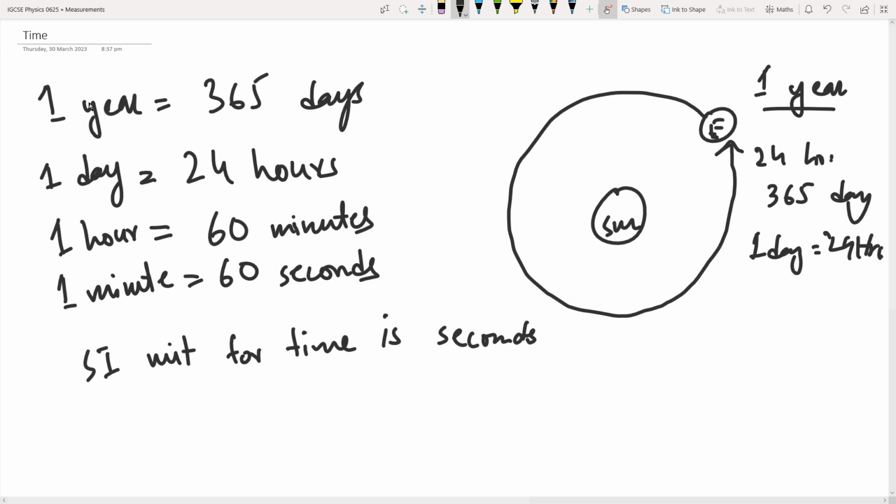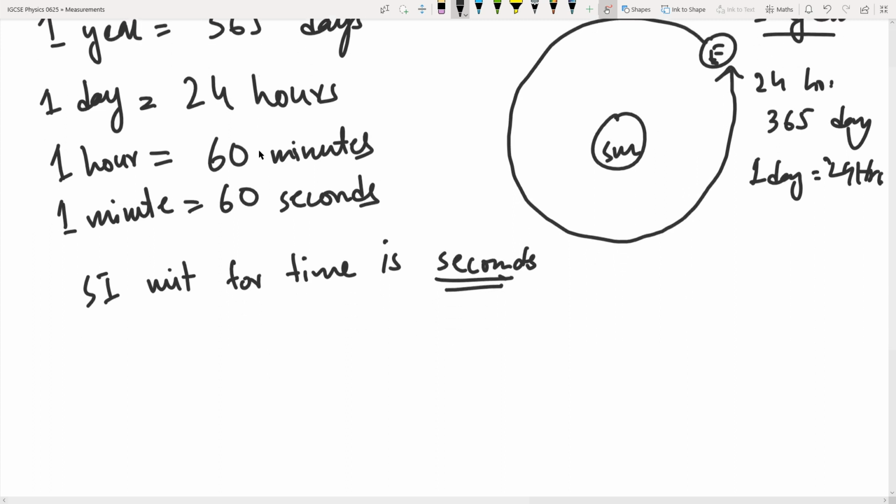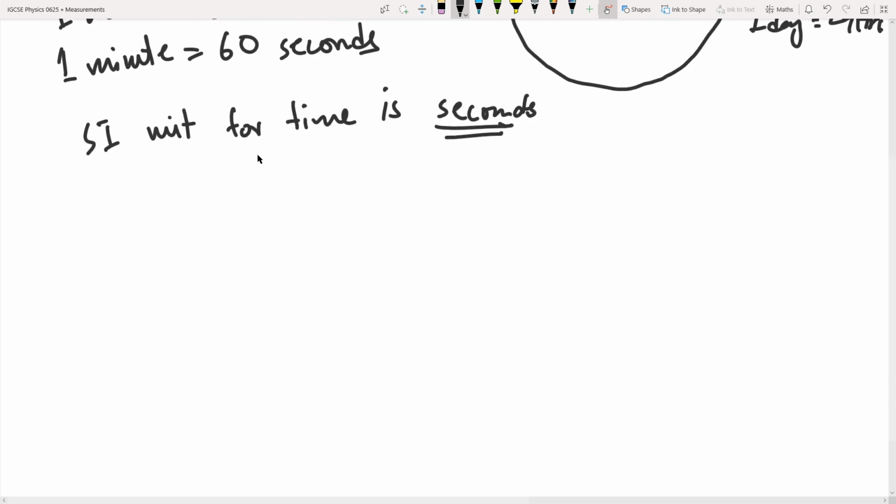Although it is taken from the movement of the Earth, we actually work with smaller fragments of time, since 1 year is a very large amount of time. So we work in seconds, since we're dealing with smaller fragments of time. So the SI unit that has been finalized by the System International is actually seconds, right?